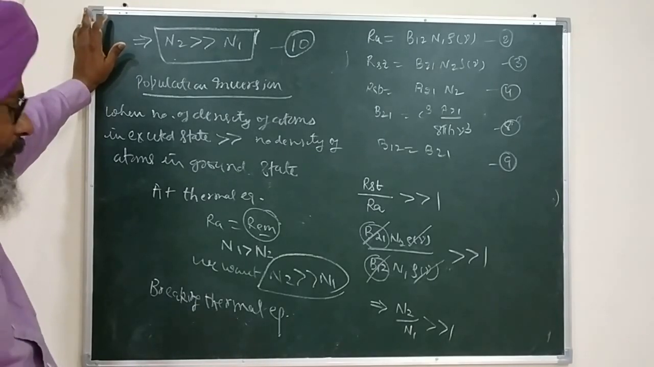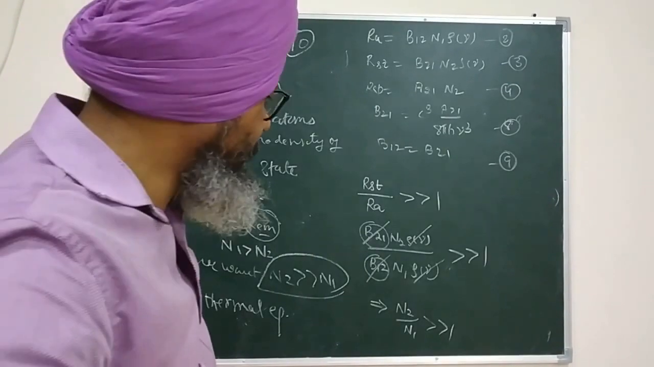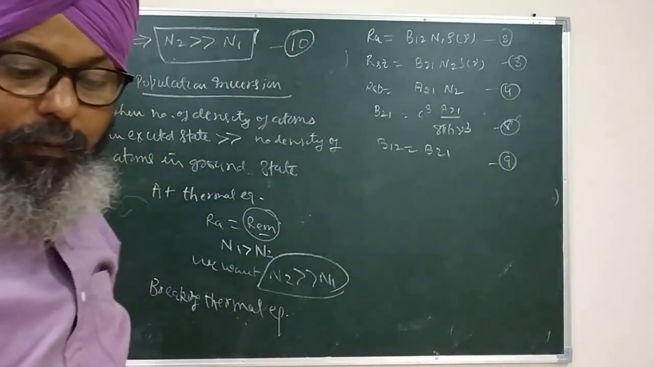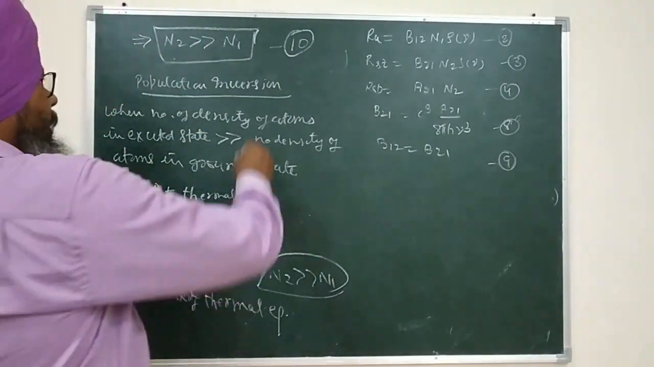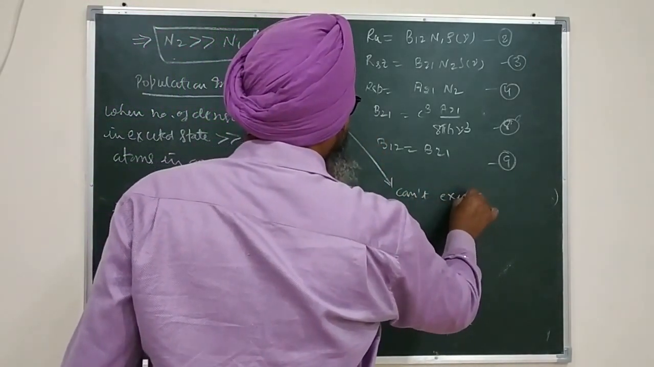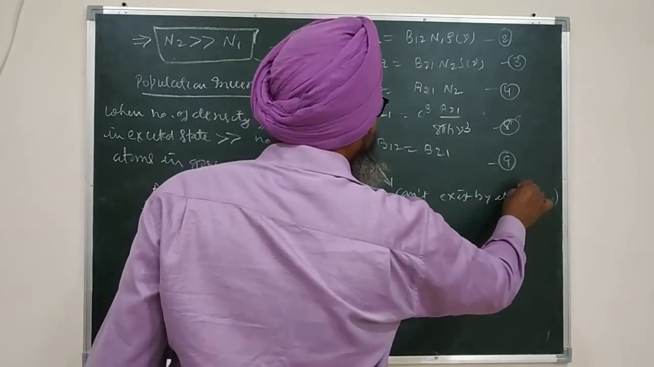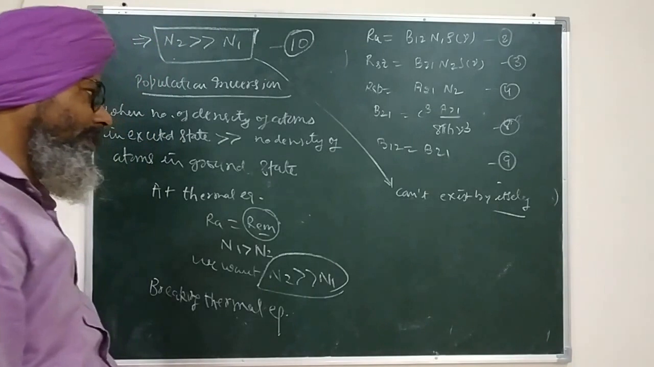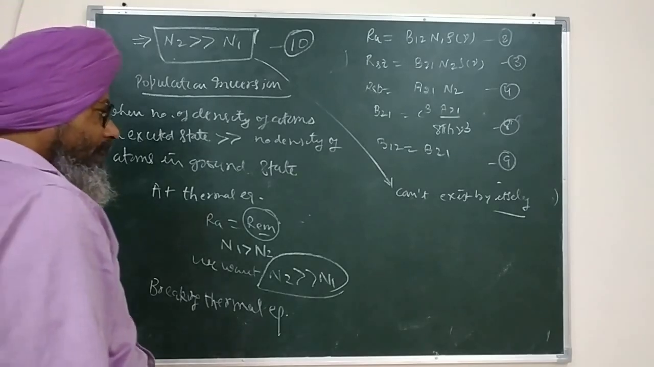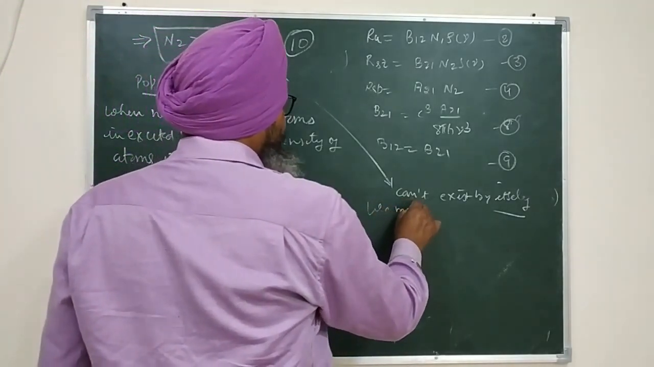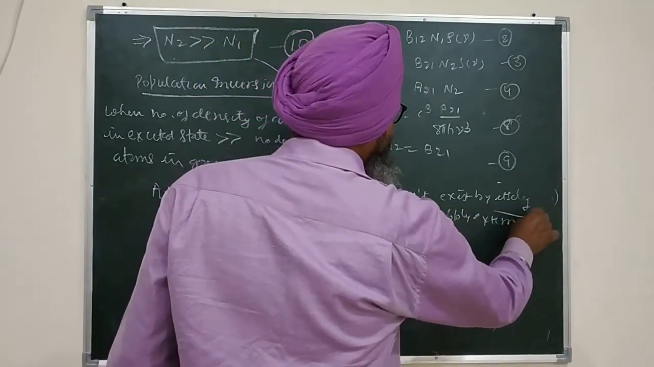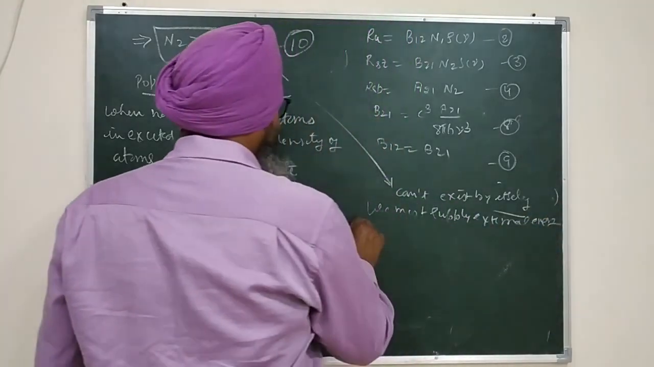And what is that? We must provide external energy to the material so that this condition is achieved. So this condition, N2 much greater than N1, cannot exist by itself. It is not a naturally occurring state. So we have to break the thermal equilibrium, and that we can do. We must supply external energy to the material.